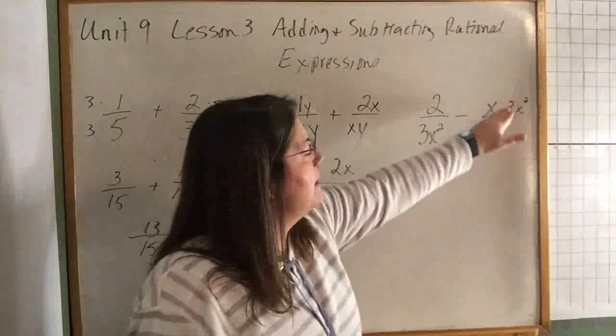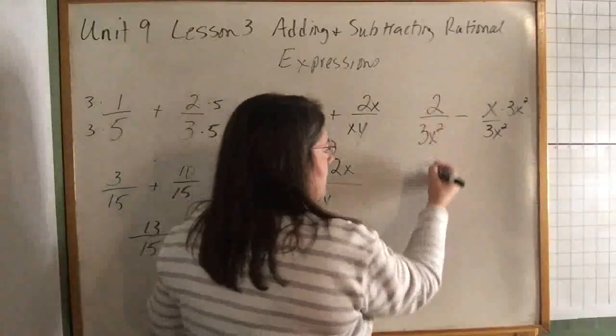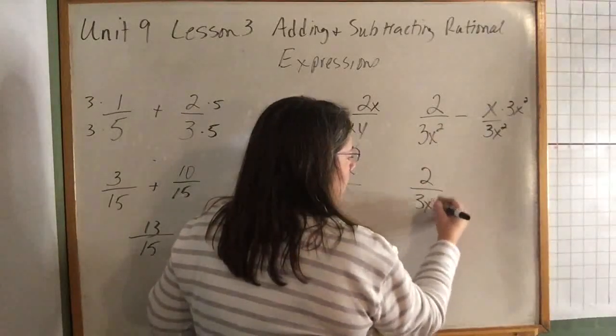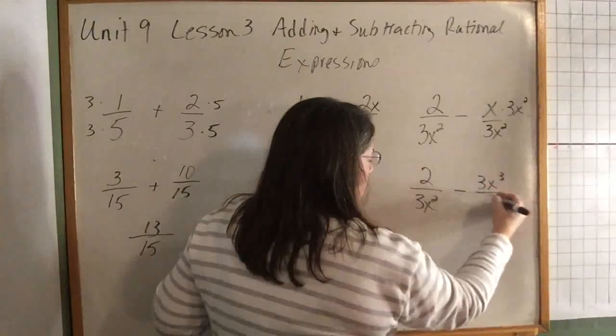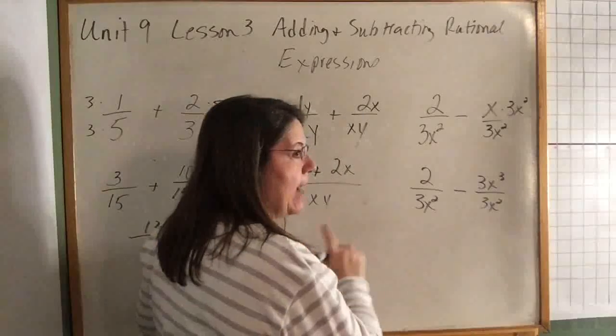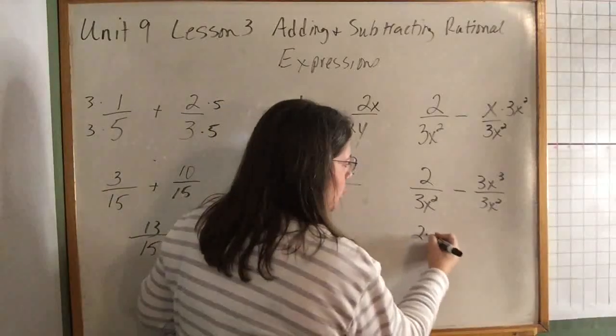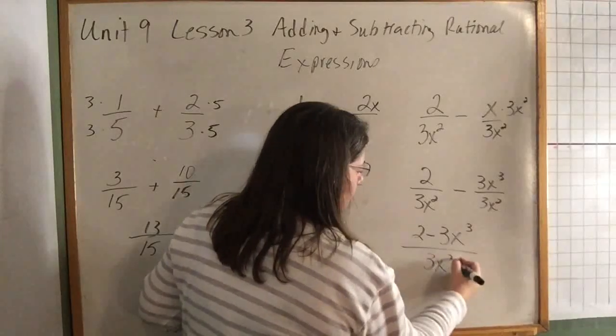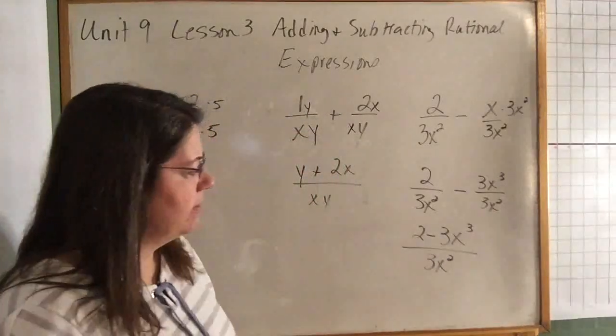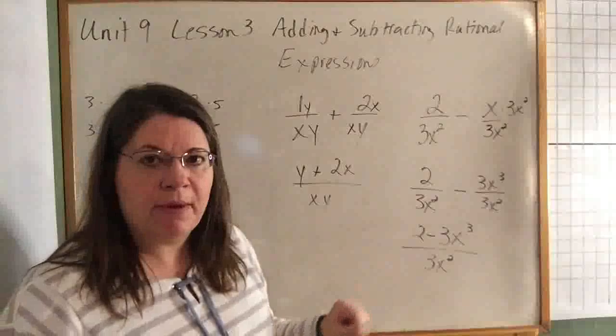Now that I've got the denominator the same, this one is 2 over 3x squared minus 3x cubed over 3x squared. And now I subtract those from each other. So that's 2 minus 3x cubed over 3x squared. Nothing cancels out there. That's all I can do. That would be my final answer.